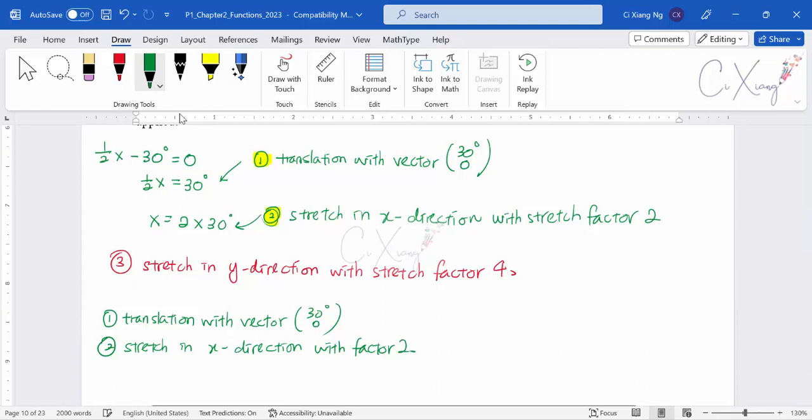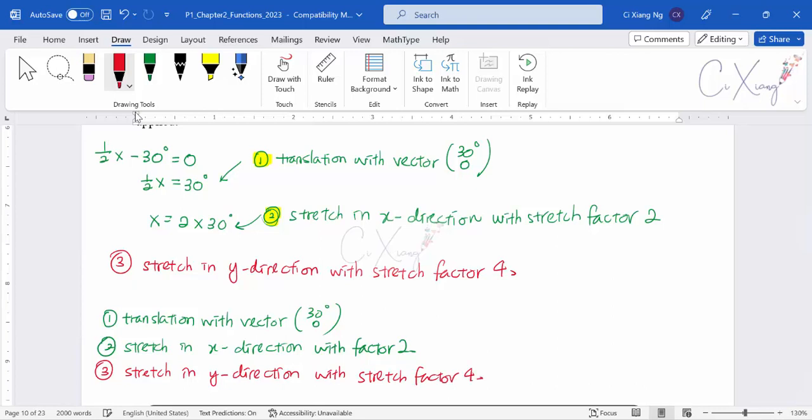According to what we learned, this must be the sequence for the x transformation. And then for the third one, you can insert the y transformation here, where you're having a stretch in y direction with a stretch factor 4. This is one of the suggestions for the answer. That means you're having one and two in the x direction, and then the third one will be the y direction.